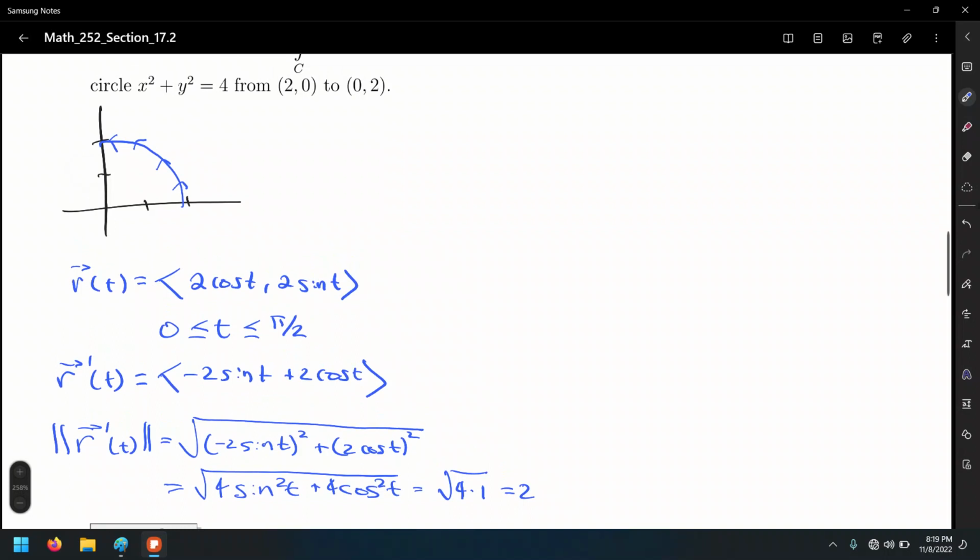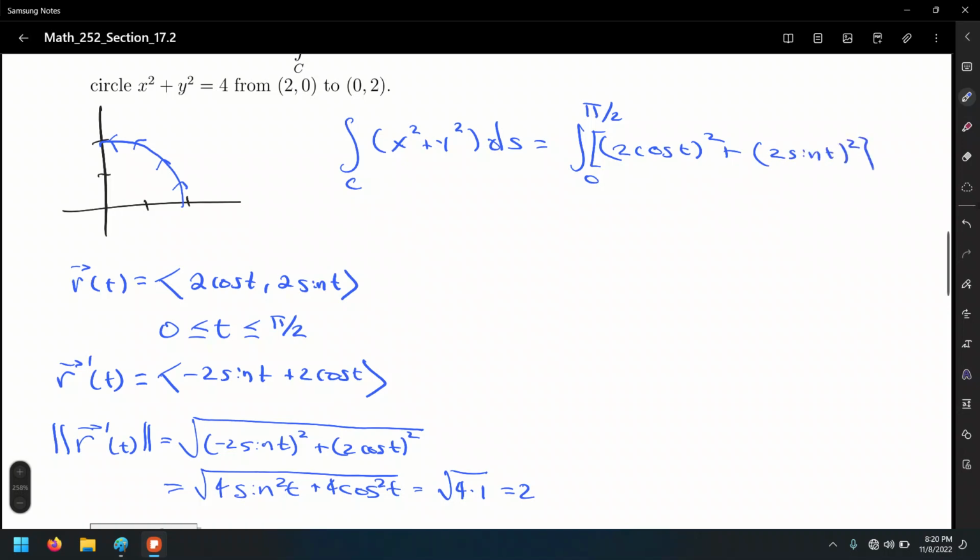Alright, so let's evaluate the integral here. So, the integral over C of the function x squared plus y squared ds, number 1, that's the integral from 0 to pi over 2 of the x component squared. However, our x component is 2 cosine t, plus the y component squared, which is 2 sine t, and that's times 2 dt.